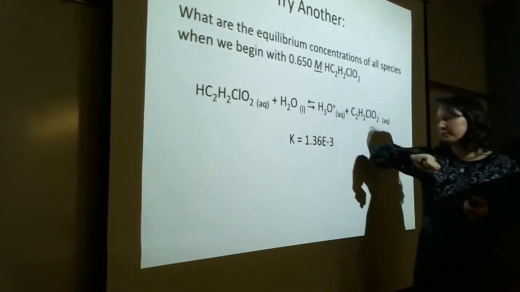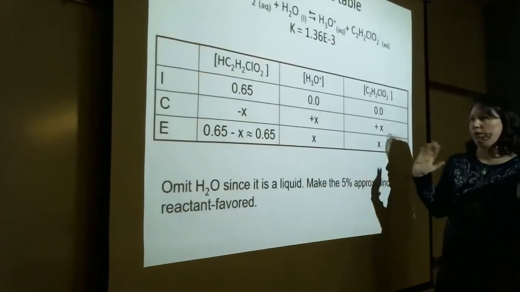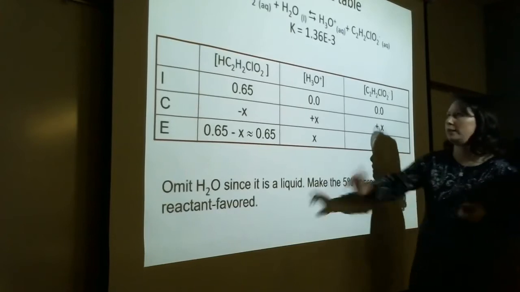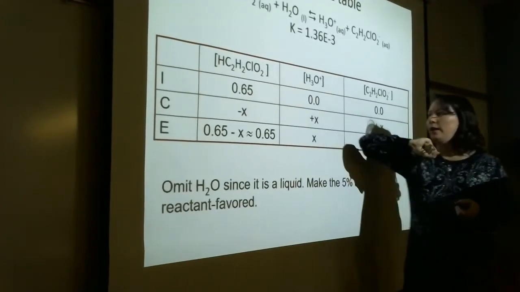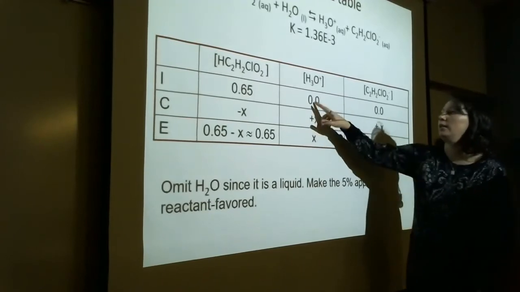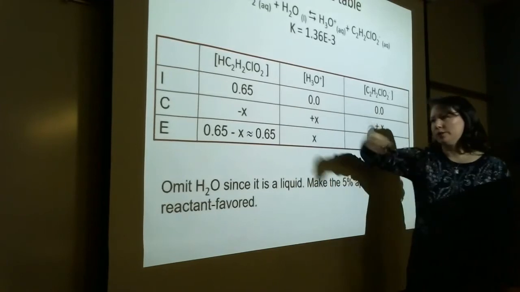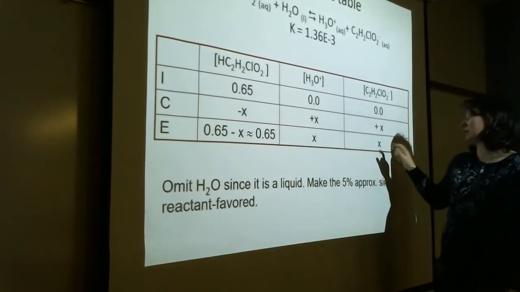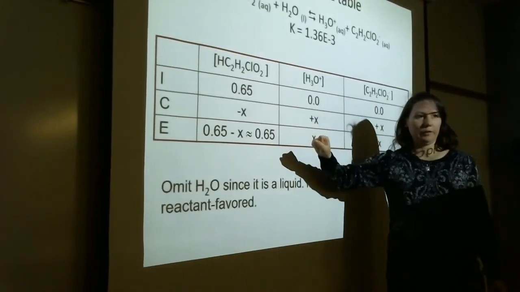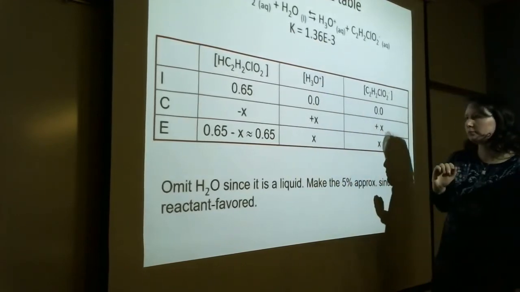That's the solvent. And this is reactant favored, so we can't make the 5% approximation, right? We're omitting the water because it's a liquid, and we're making the 5% approximation. So this initially is 0, this initially is 0, this is 0.65. This is going to go down by x, these are going to go up by x, that gives me x, and 0.65, right? Because I'm making the 5% approximation since k is less than 1.